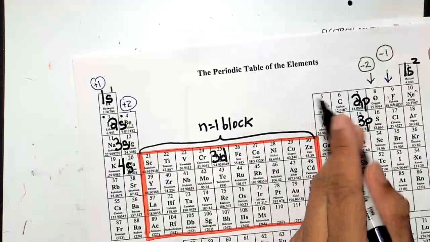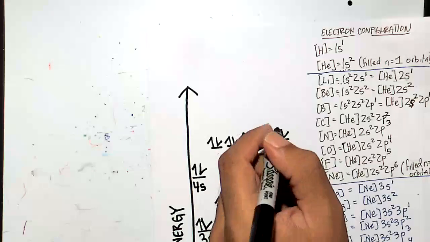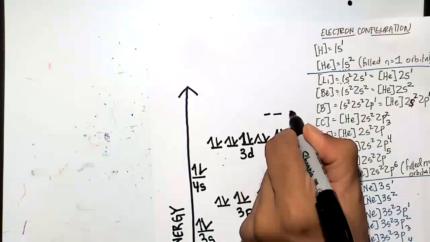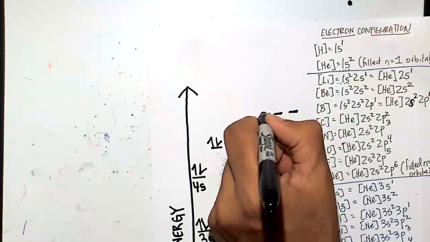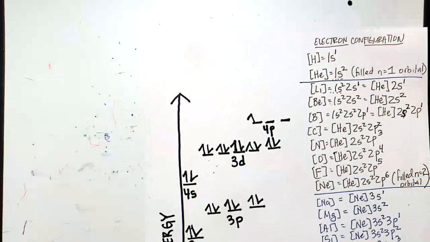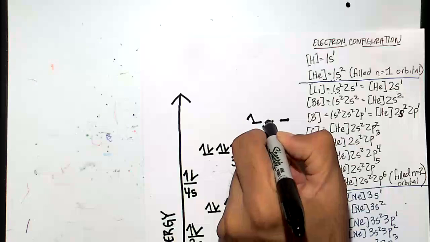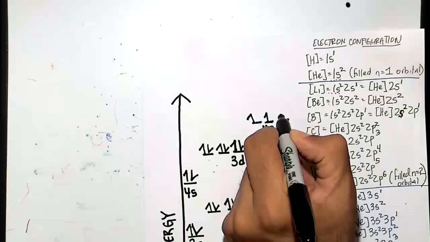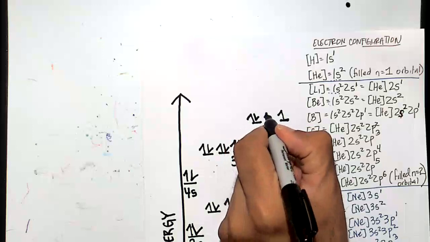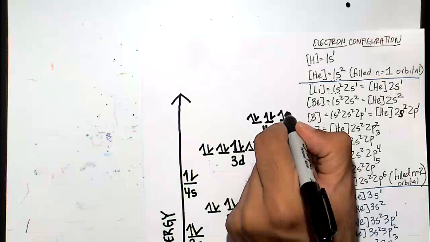Now where will it go? The 3d is filled. Where will it go? 4p. Now we'll fill up the 4p shell, and we'll just go this way, 1, 2. A little bit higher energy. All right, what about the next one, germanium? 4p2. What about arsenic? 4p3, very good. Selenium? Pair up. Bromine? Pair up. Krypton?